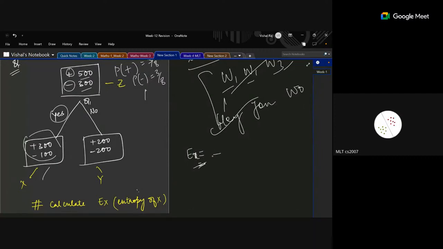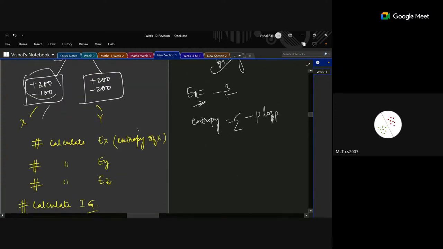Here the entropy of X: what is the formula? Minus P log P. The formula for entropy is minus the sum of P log P over all classes, minus P log P minus (1 minus P) log (1 minus P). You do the summation over all classes, and the log is base 2, correct? It is the same as the entropy loss. So how do you calculate the entropy here? In this section, what is the probability of the positive label?